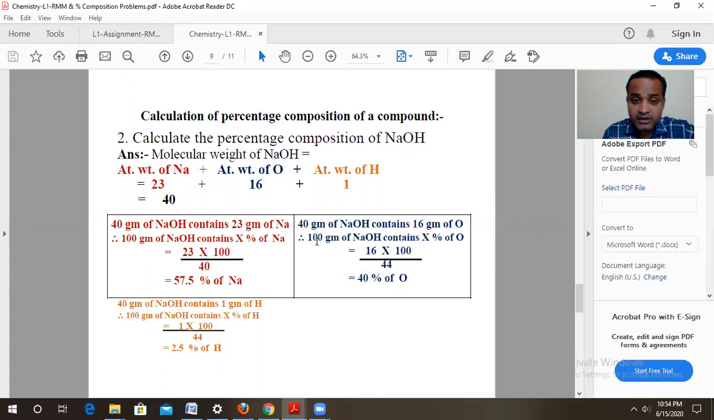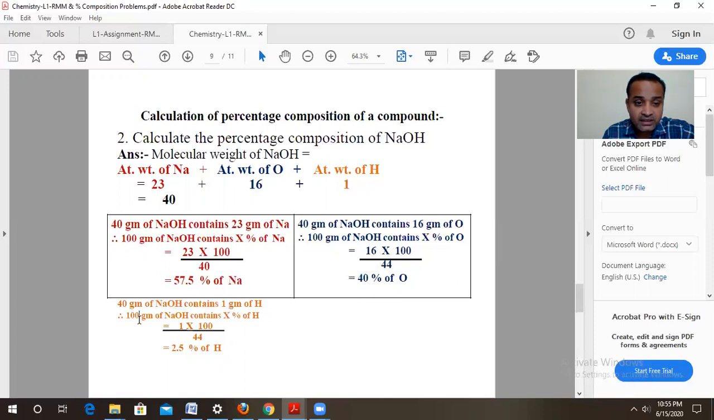16 multiplied by 100 divided by 40. Okay, so this will be 40, dear friends. Consider this as a 40. So it becomes around 40% of oxygen. And for hydrogen, 40 grams contains 1 gram.